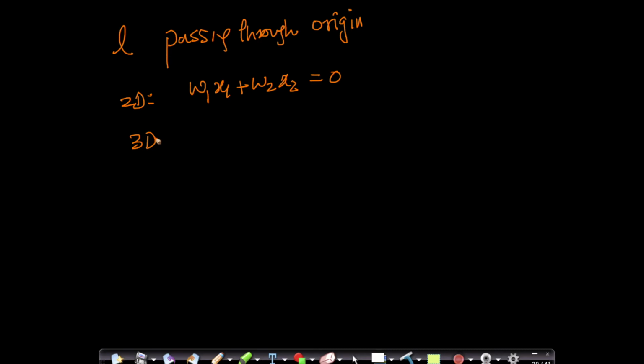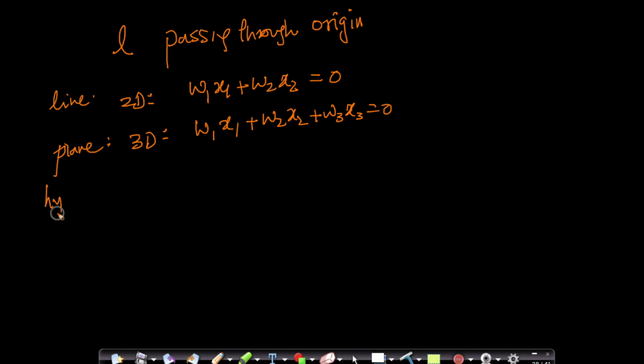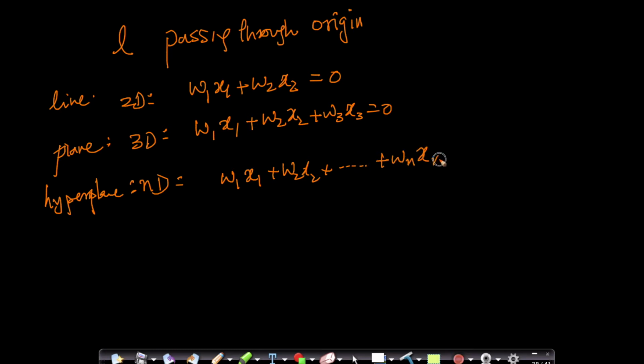What about 3D? Same terminology. My W0 basically becomes zero, and the equation is W1 x1 plus W2 x2 plus W3 x3 equals to 0. In 3D, it becomes a plane, of course, right? This is a line, and in higher dimensions, it becomes a hyperplane. In the n-dimensional space, this becomes W1 x1 plus W2 x2, so on and so forth, Wn xn equals to 0, which is nothing but W transpose X equals to 0.